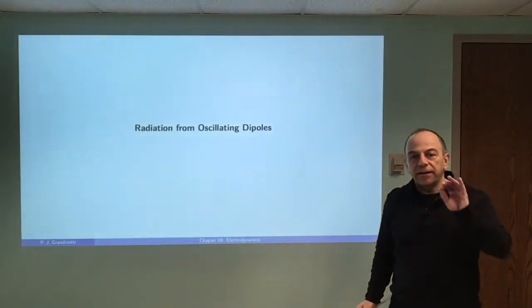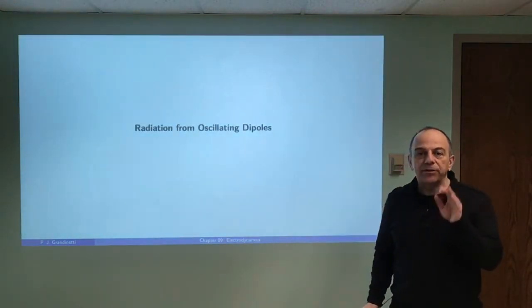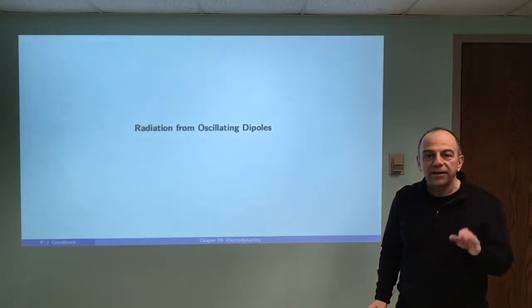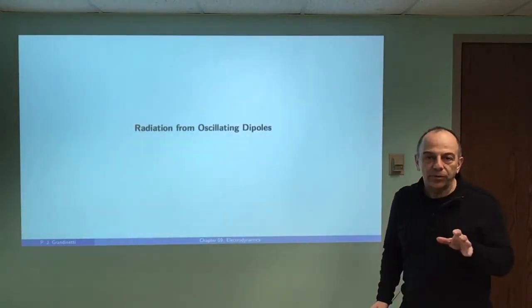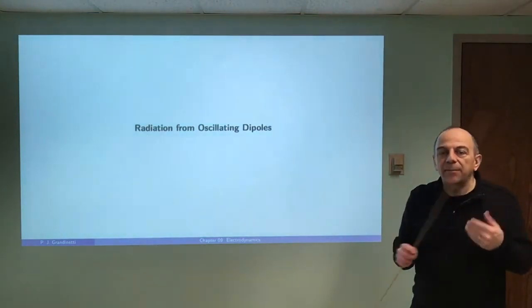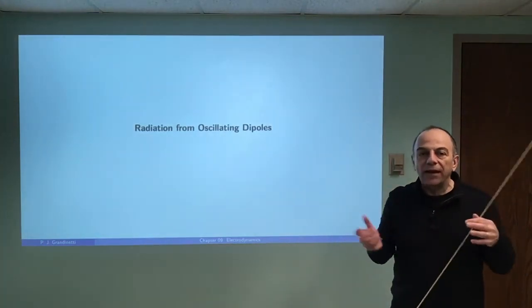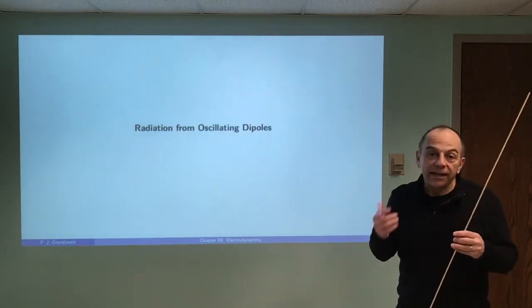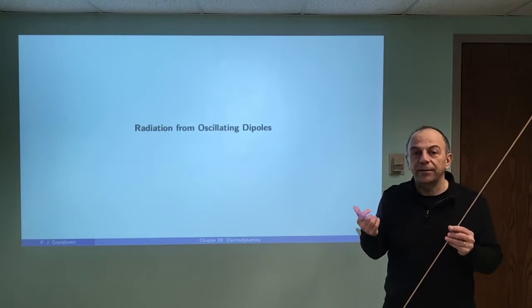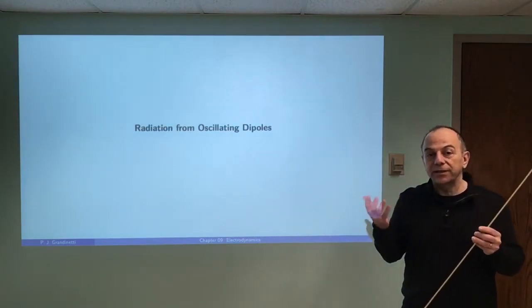So the next part of this chapter, or the last part of this chapter, we're going to look at the radiation that's associated with oscillating dipoles. Now, we've been talking a lot about electromagnetic waves and their behavior, but we haven't really talked much about how you generate them. And probably the simplest way to generate them is through an oscillating electric dipole.